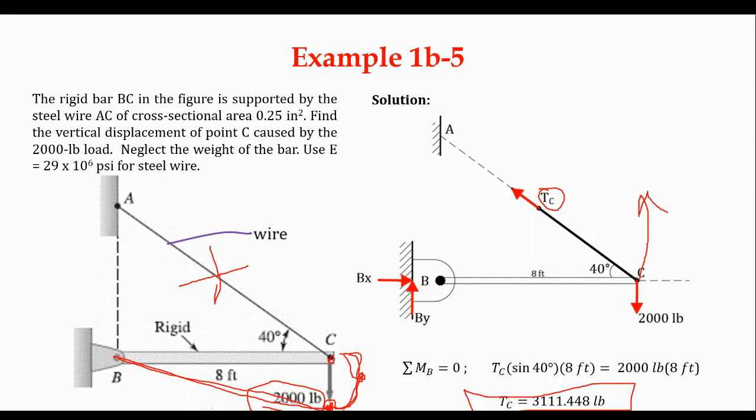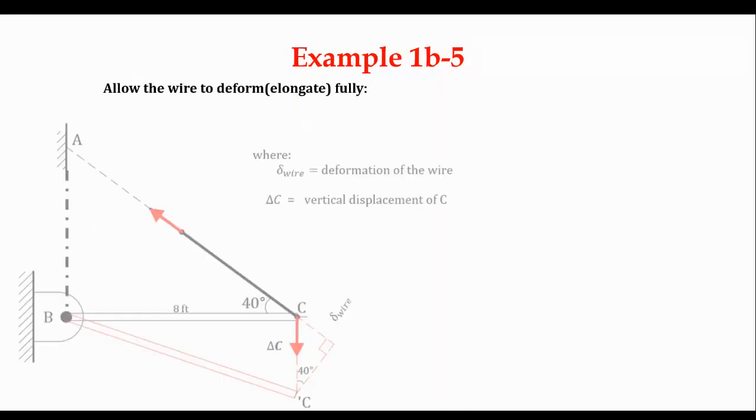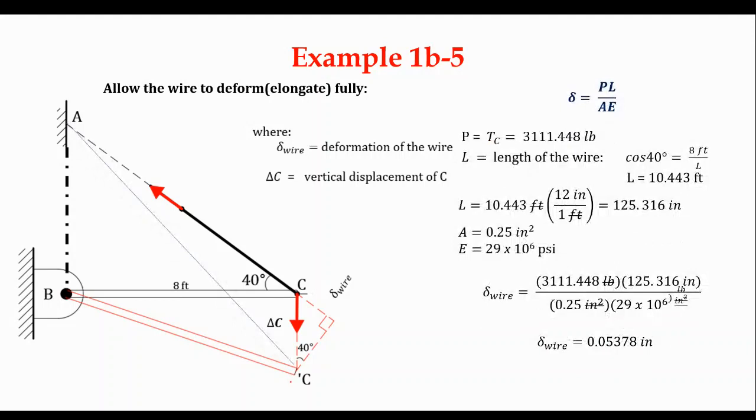Basically, this tension in the wire is what causes the deformation in the wire. If we allow the system to deform fully, this is what will happen. As I said earlier, the bar will swing because of the load applied here. It has no choice but to go down. Since the wire holds the bar at C and C goes down, the wire is also extended.